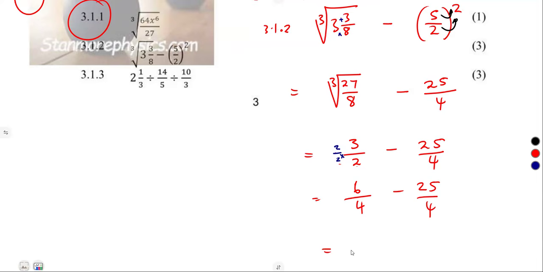It will be easier for you to subtract since you've got the same denominator of 4. You can simply subtract the numerators together. 6 minus 25 is negative 19. So that's negative 19 over 4. All right. So that is how sometimes these questions can be given.